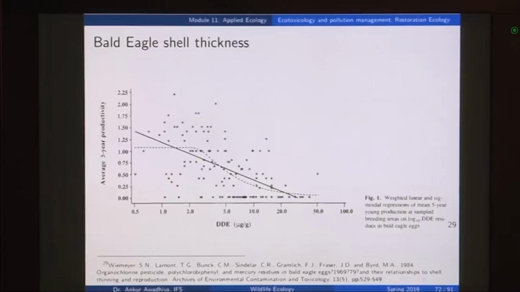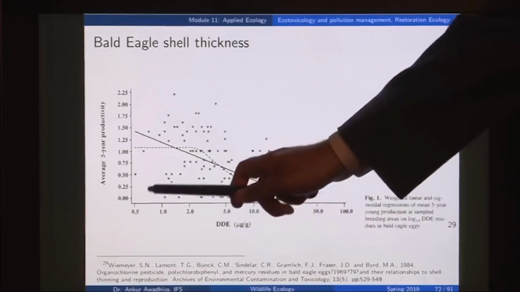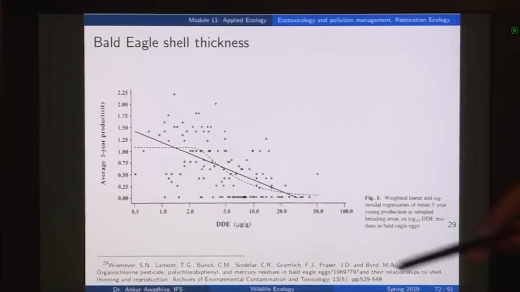And one negative impact that has been studied in detail is the shell thickness in these eagles. This was the bald eagle that was considered, and it was seen that if you make a correlation between the amount of DDE that is there in the eggshells.